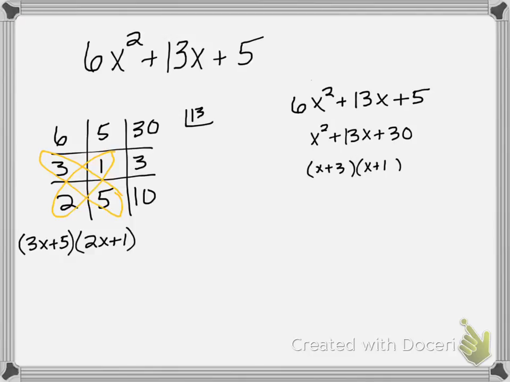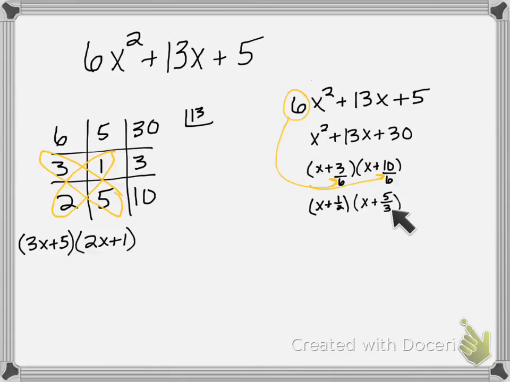Well, that's 3 and 10. So x plus 3 times x plus 10 would factor this trinomial. Okay? In order to make them the factors of the original trinomial, I come back up here, get my original a, and I'm going to put it underneath both constants. So 3 over 6 and 10 over 6. Now the first thing I have to do is simplify my fractions. So I have 3 over 6, so that's going to give me x plus 1 over 2. And I have 10 over 6, so that's going to give me x plus 5 over 3.